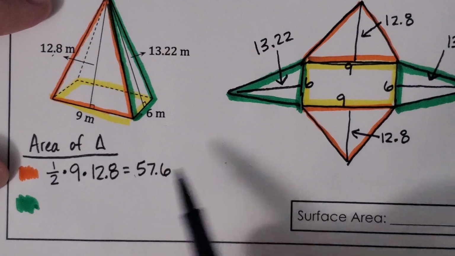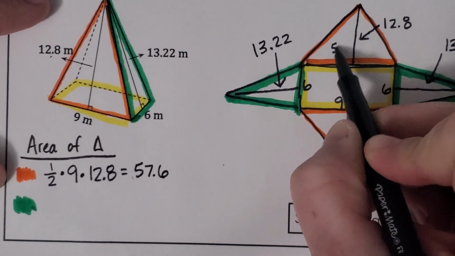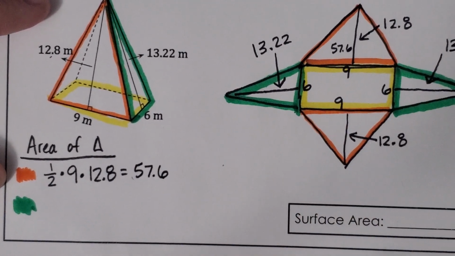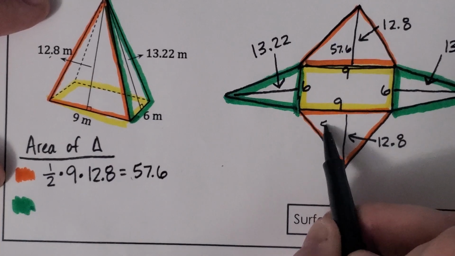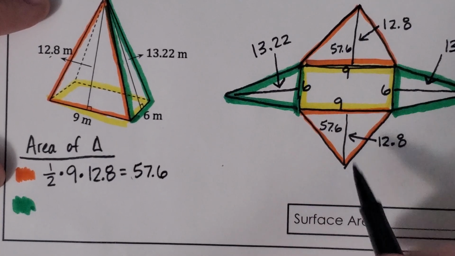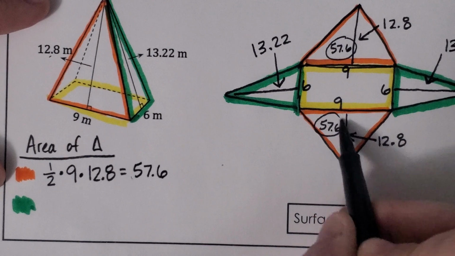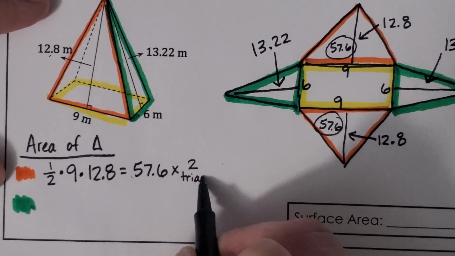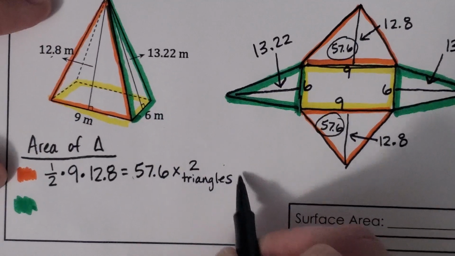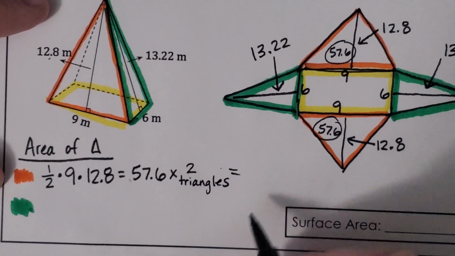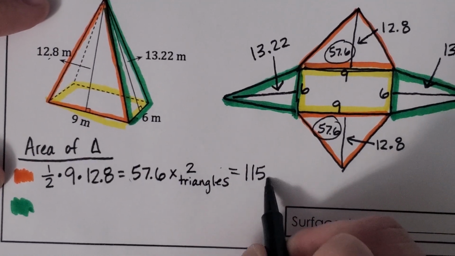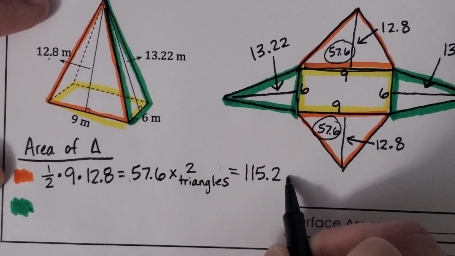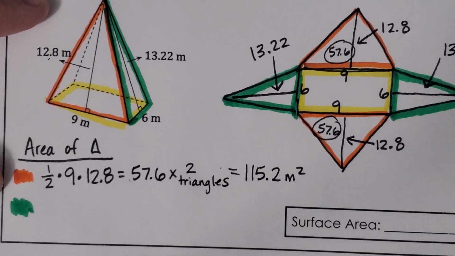But this is just the area of one triangle. So this is 57.6. That means I have this as 57.6 since they match. So I'm going to multiply this by 2 triangles. And it's going to equal a total of 115.2 meters squared.